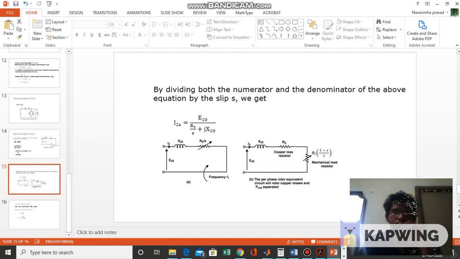So if you rearrange this in such a way that if you add these two you will get this one. If you add R2 plus R2 into (1 minus s) by s, you will get R2 by s only. So the right side circuit is a replica of the left side circuit. These two circuits represent the same thing. So the rotor copper losses are I2s square into R2 into (1 minus s) by s. Rotor copper losses are I square R, so current I is I2s and R is R2 into (1 minus s) by s. These I square R losses are copper losses in the rotor.